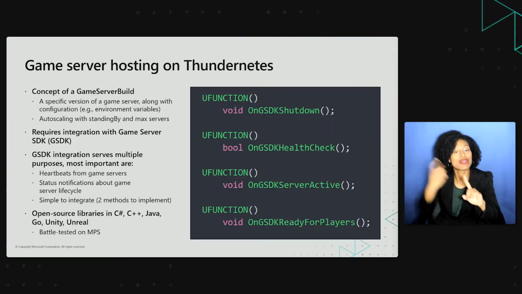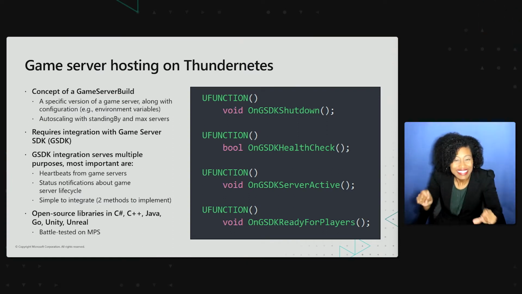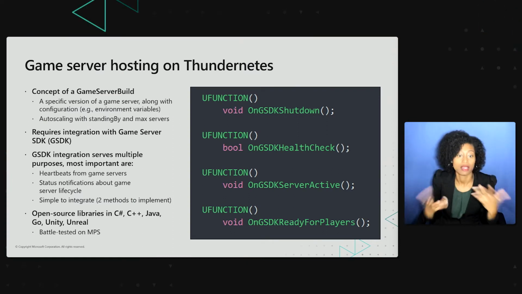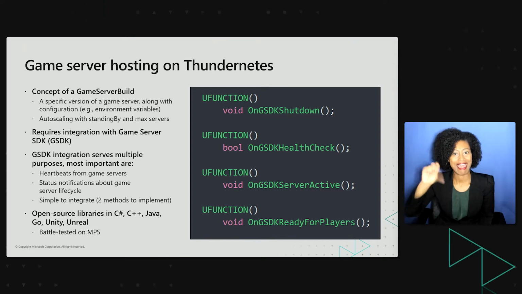And last but not least, it's very straightforward to integrate. You just need to implement two methods. Okay, you say two methods, but what if I'm using C#, C++, Java, Go, Unity, or Unreal? That's the good thing about GSDK. It's not something we invented now. It has been used by Azure PlayFab multiplayer servers for years. That's why we have open source libraries in all these programming environments you mentioned. It has been battle tested and works great.